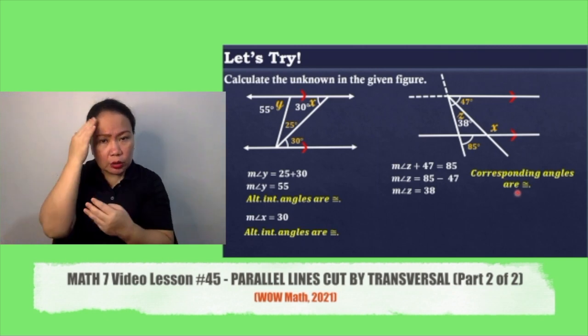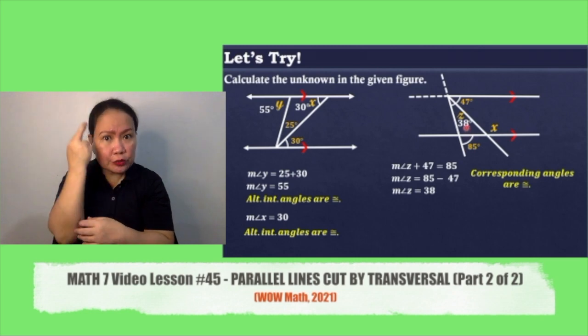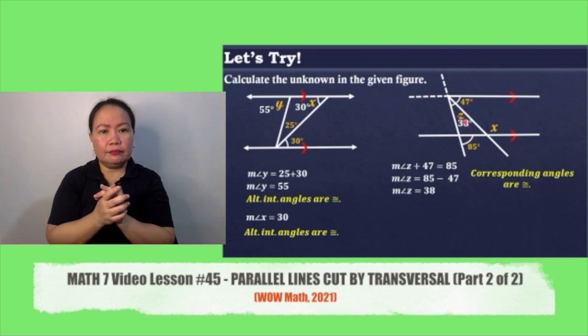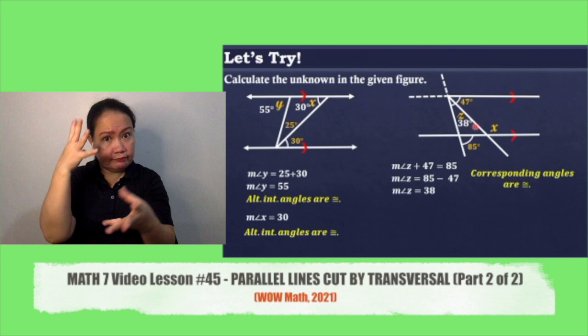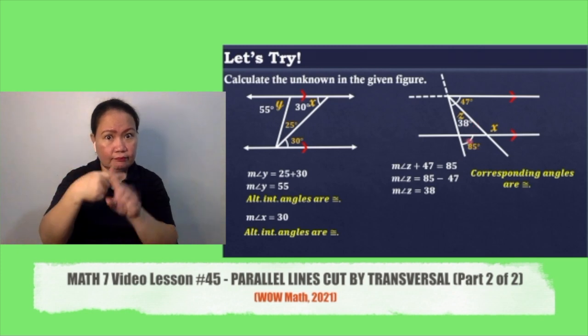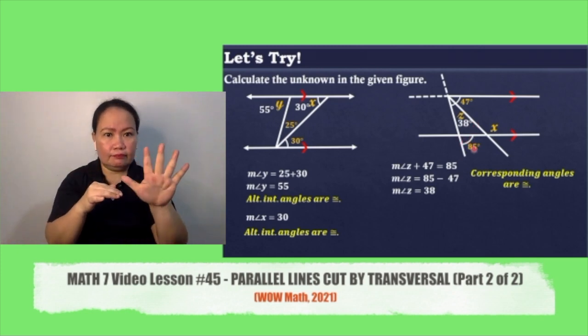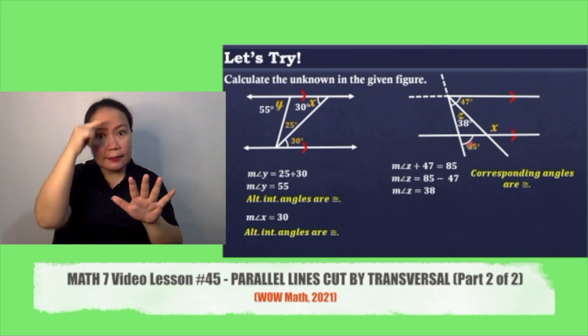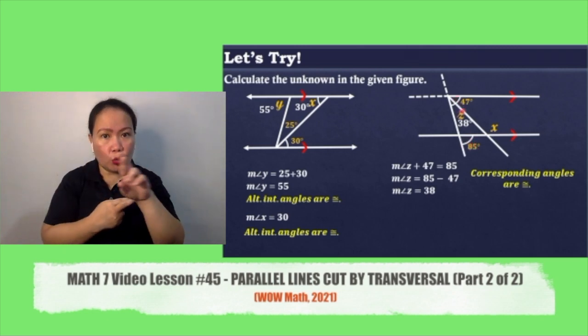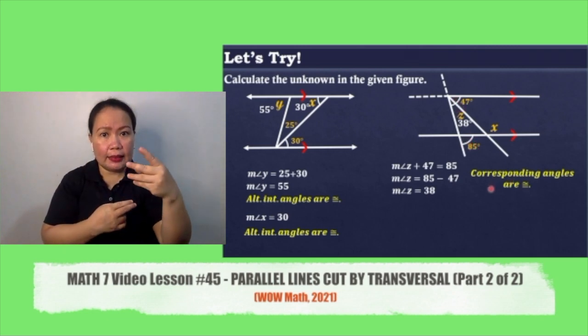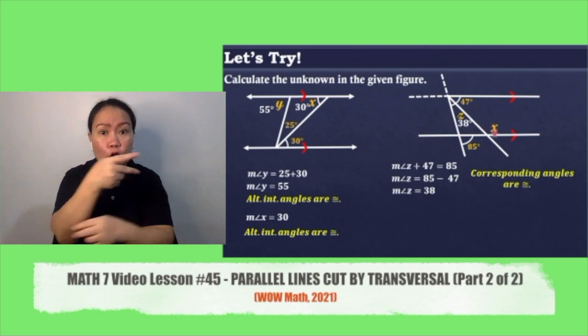Okay? So, ibig sabihin ito, 38 degrees. Kasi pag in-add mo si 47 at 38, ang makukuha mo dyan 85. Bakit dapat 85? Kasi congruent naman sila. That corresponding angles are congruent. Now, let us find the value of x.